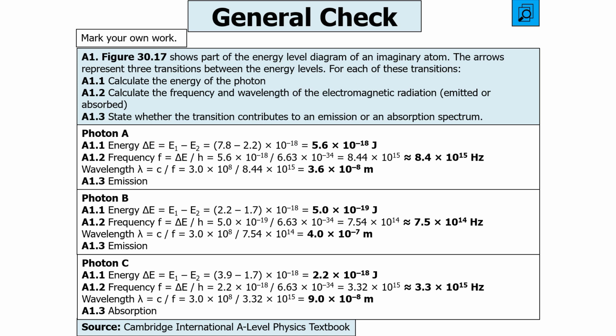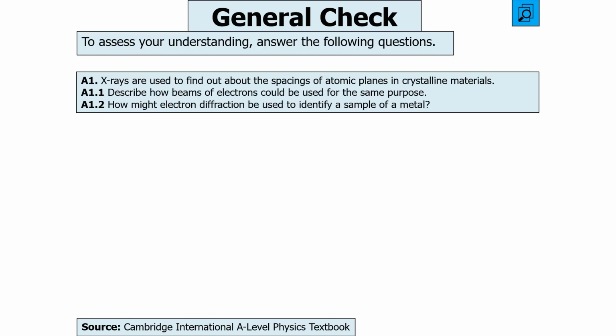Now for photon C, it's 2.2 times 10 to the minus 18 joules, then 3.3 times 10 to the 15 hertz, and then 9 times 10 to the minus 8 meters, with it being absorption as the electron goes up the energy levels.